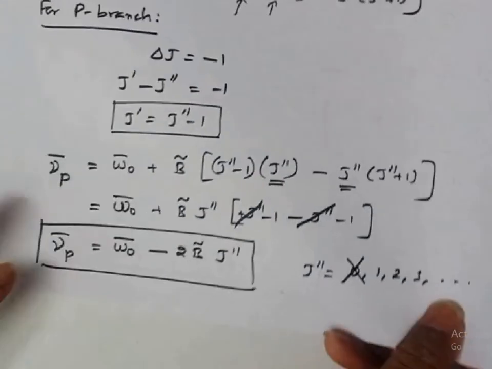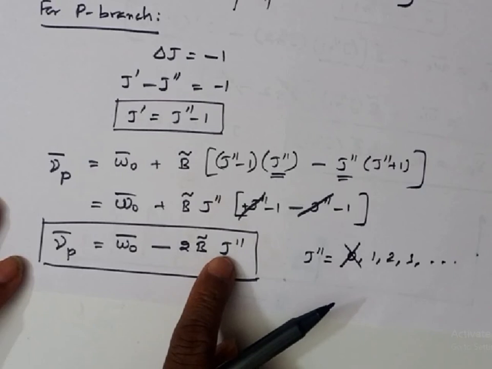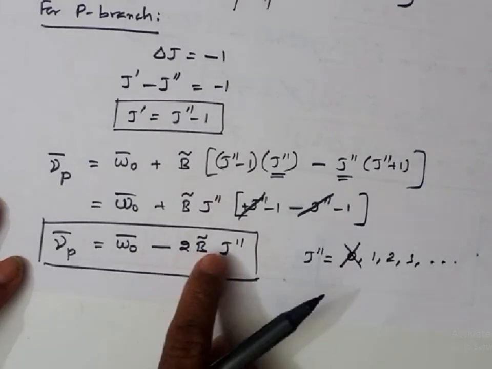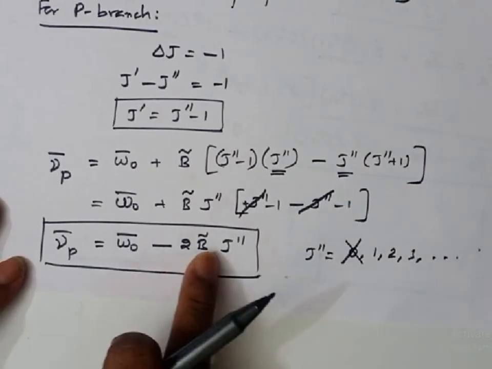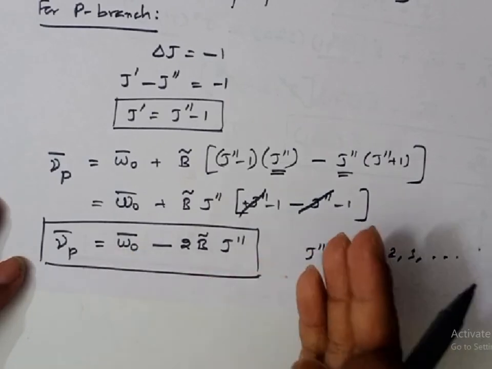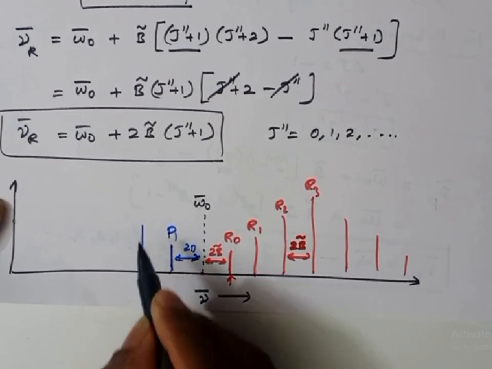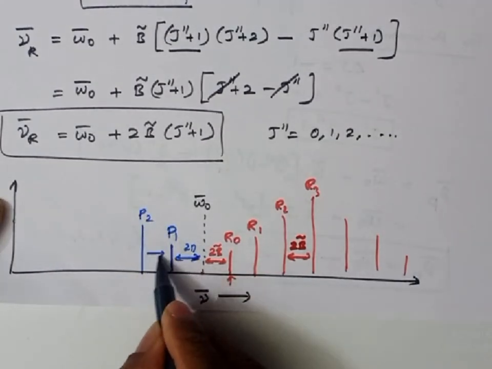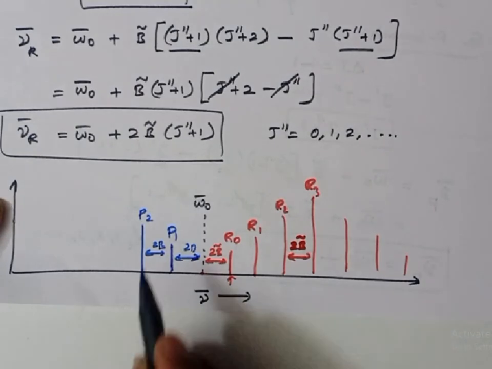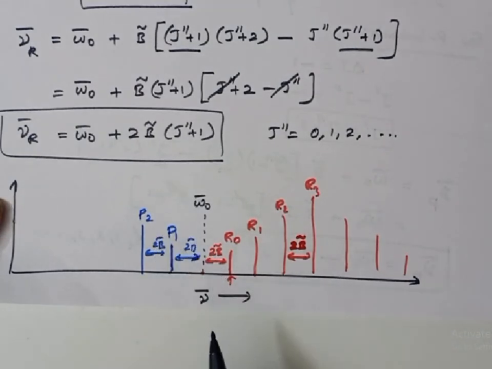Put J double prime equal to 2 here. Minus 4B from band origin, or from P1 it is 2B, correct? From P1 it is 2B. Am I right, student? Is this clear?